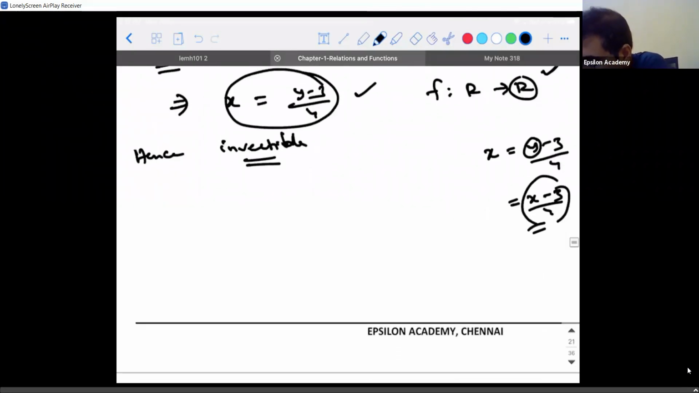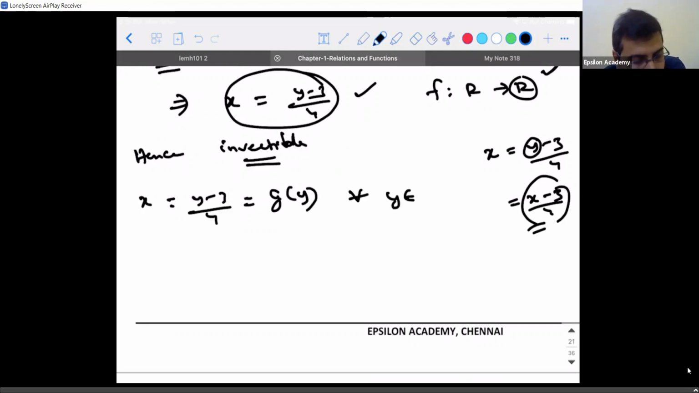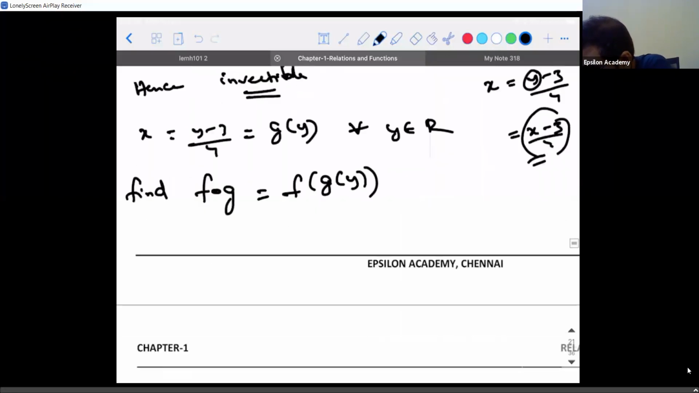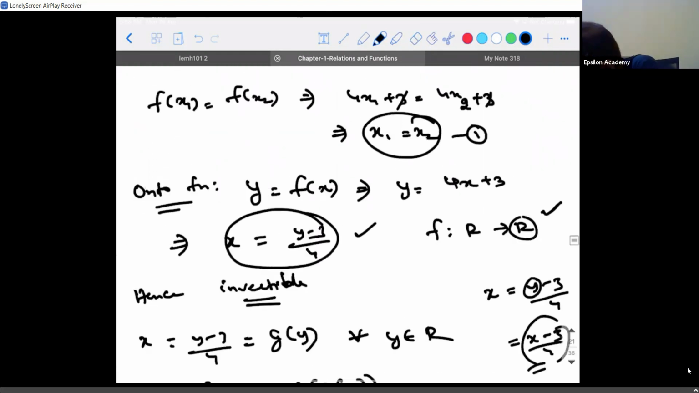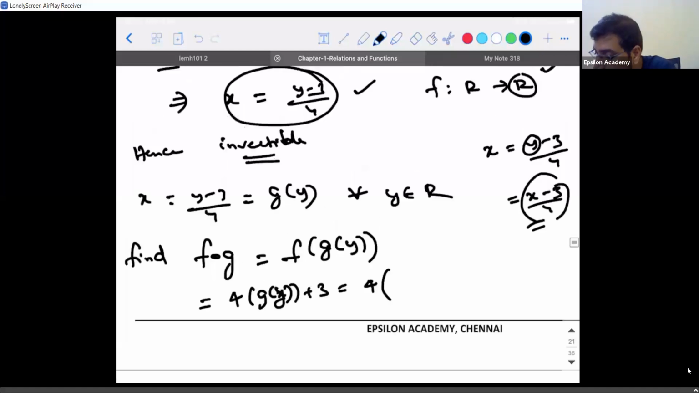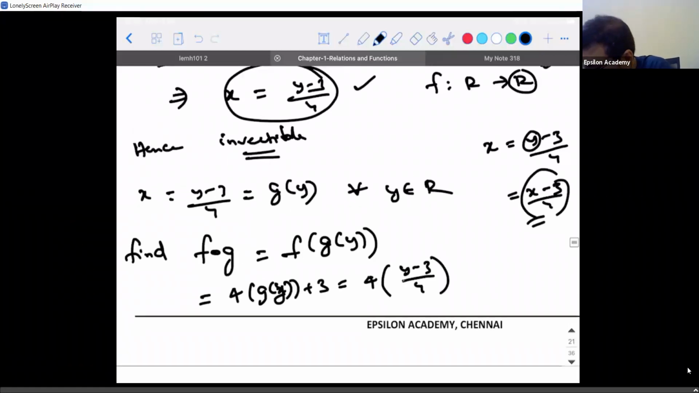You tell me, no? So I got x is equal to y minus 3 divided by 4. I will call this g of y for all values of y that belong to set R, because its range is also R only. Then what are we supposed to do? Find f circle g. What is f circle g? It is f of g of y. So in the place of x, it is 4 into g of y plus 3. So 4 into what is g of y? y minus 3 by 4.